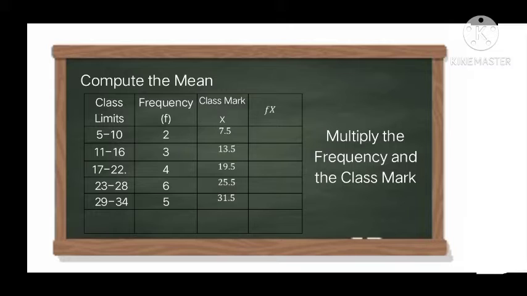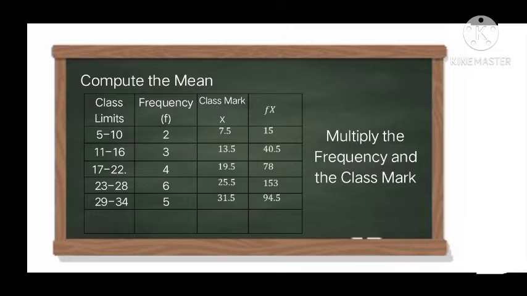So now let's multiply the frequency and the class mark. We have 2 times 7.5 is equal to 15. 3 times 13.5 is equal to 40.5. 4 times 19.5 is equal to 78. 6 times 25.5 is equal to 153. And 5 times 31.5 is 94.5.